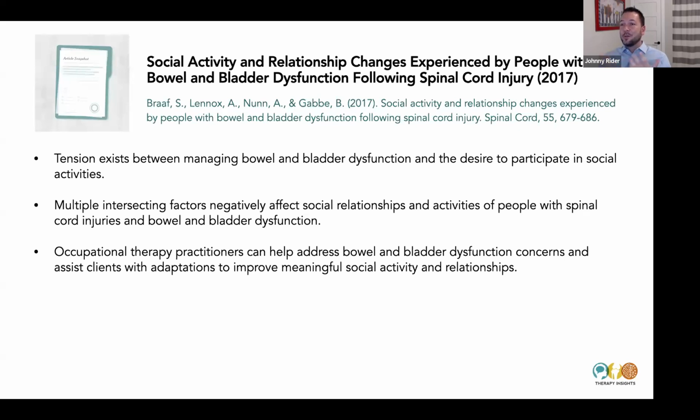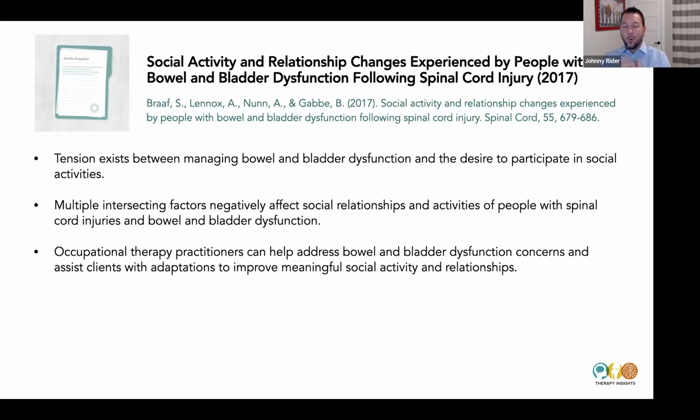Lots of things like UTIs. UTIs came up a lot in this study. How do I manage that? How do I talk to someone about that? Stress, anxiety about what was going to happen. All these things that we already address as occupational therapists in other realms come into play in this one topic.